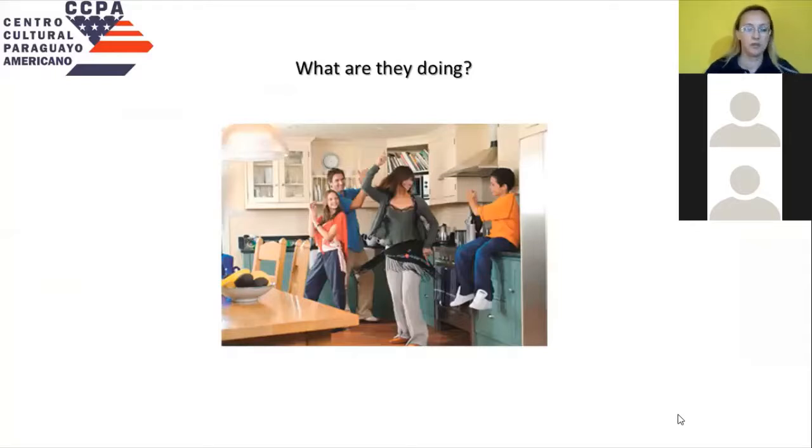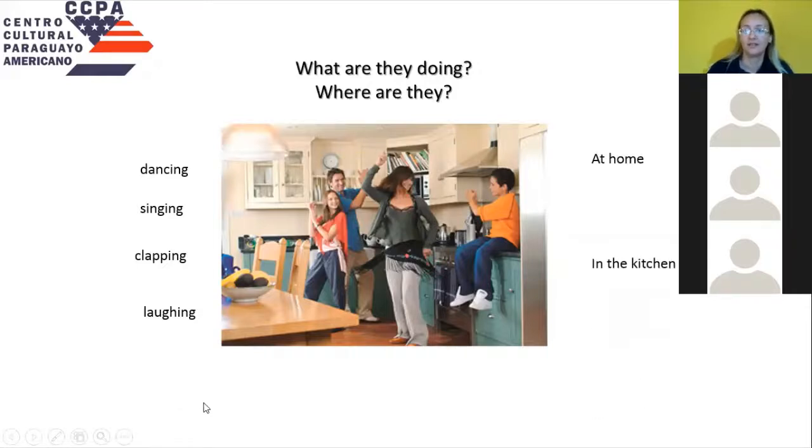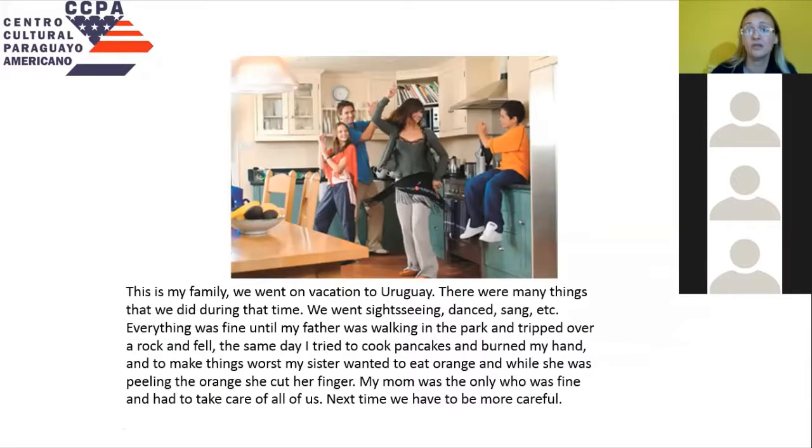What are they doing? Can you tell me what these people are doing? Can you write it down? Yes, they're having fun. Dancing, very good. Dancing, what else? Singing, maybe. Clapping. Yes, very good. And laughing, right? Okay. And where are they? They're at home. Very good. In the kitchen, maybe, right? Or maybe in the dining room. They're having fun, they're happy. Very good. So let's listen to what happened or what were they doing.